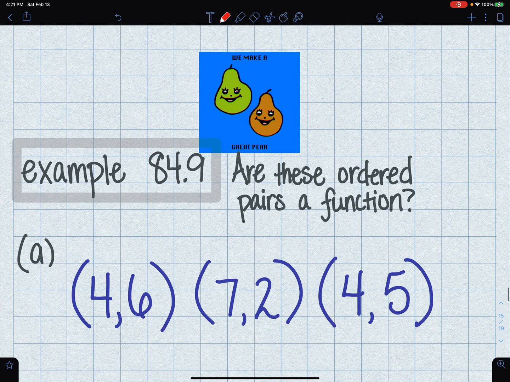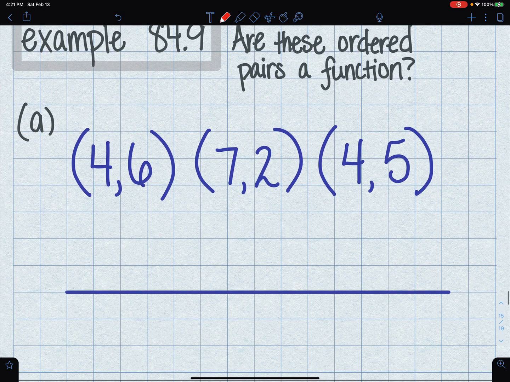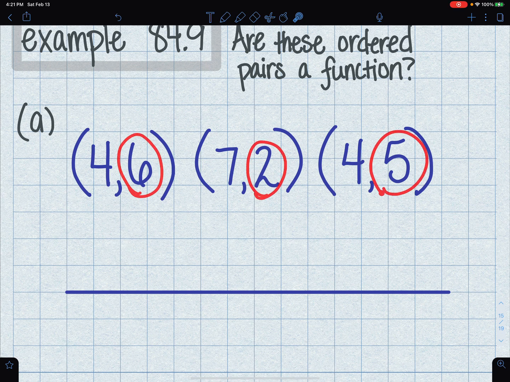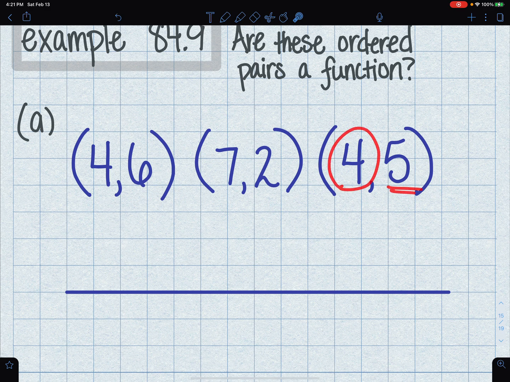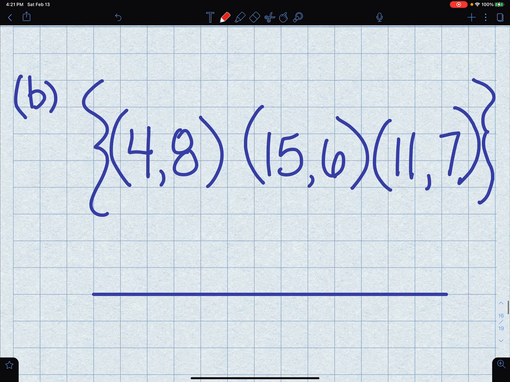All right, now 84.9, we're going to look at pairs. No, not that pair. We're going to look at ordered pairs. And it wants to know, are these ordered pairs a function? Alrighty, so there's only 3 of them. So basically this vending machine only gives 6s, 2s, and 5s. I see a problem, because if I put in a 4, I'm either going to get a 6 or a 5, and I don't like that. So this is not a function. No function. Okay, so A is no, because there's 2 different y's for the same x. No, no bueno.